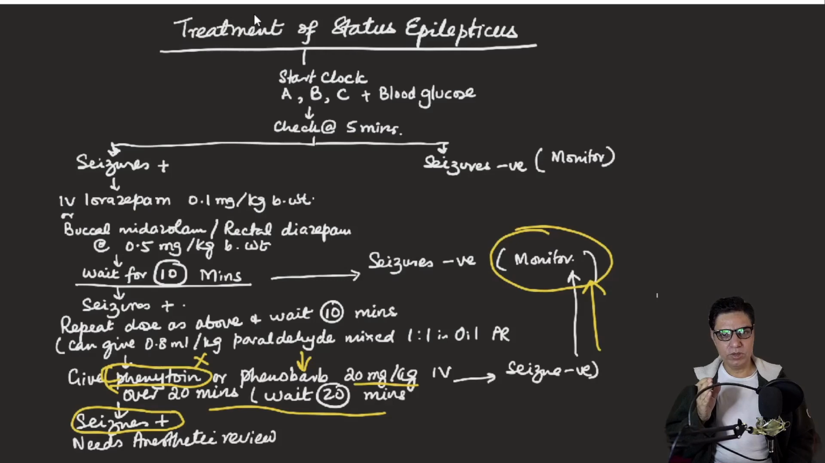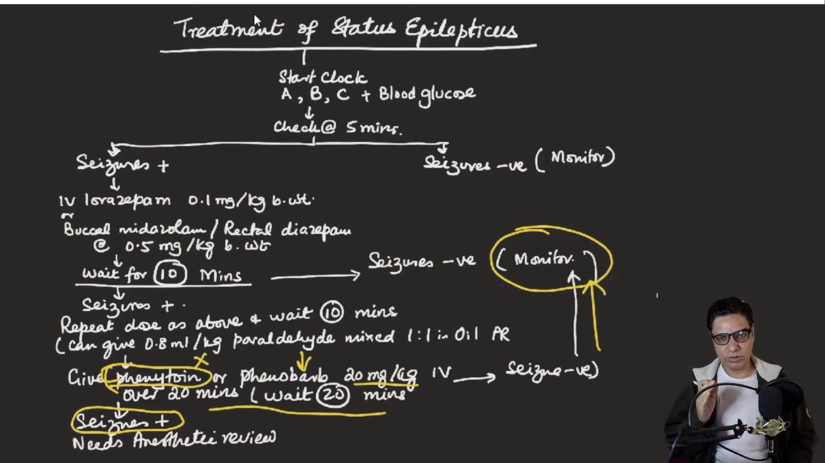Straight away you prepare the phenytoin or the phenobarb infusion, and again the dose is the same, 20 milligram per kg body weight, and it has to be given over 20 minutes. So remember 20 and 20. 20 milligram per kg over 20 minutes. Again, you have to wait for this 20 minutes. After this 20 minutes, if the seizures have stopped, again, you would monitor them. But if the seizures are continuing, now you need expert opinion.